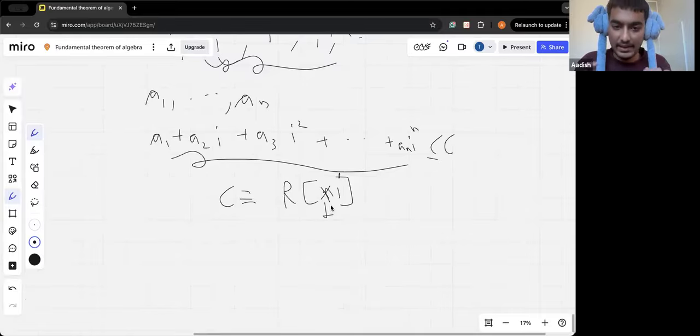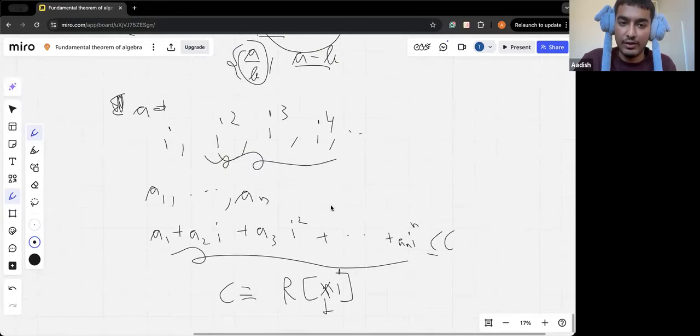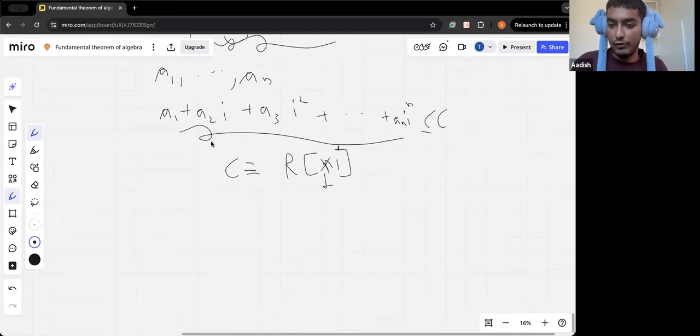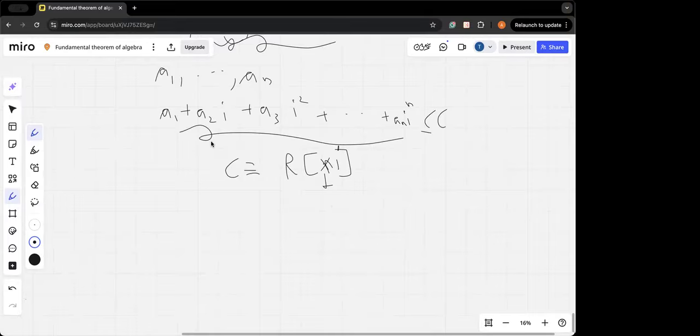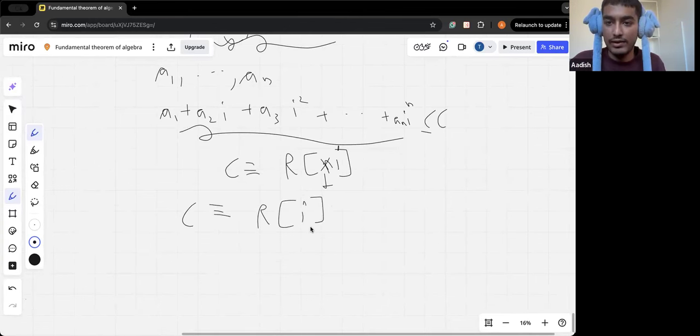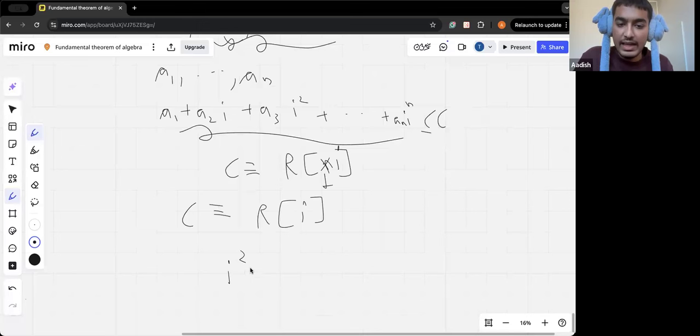Right. But this isn't enough. We didn't use one fact. We have never explicitly used that i square plus 1 is 0. We never used that yet, right? Yes, we haven't used it. So we know C should contain all polynomials in i, but a lot of them we know are redundant. Containing i square plus 1 doesn't really matter because it already contains 0. They're the same thing.